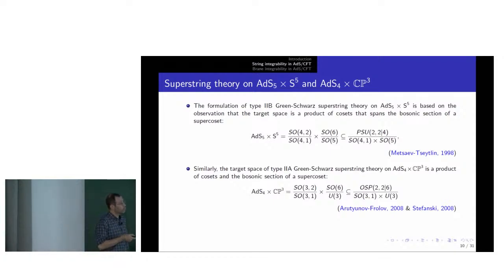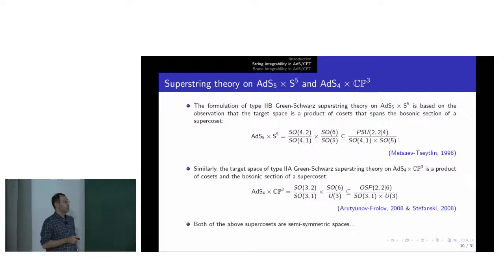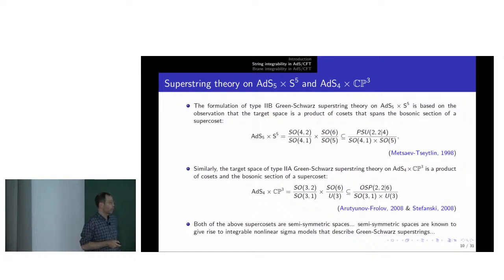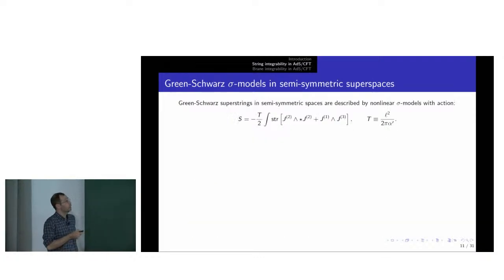And the same is true, of course, for AdS4 × CP3, which can be written as a coset, which is itself a bosonic sector of a supercoset. And these supercosets are what we call semi-symmetric spaces. And these semi-symmetric spaces have been known to be integrable sigma models that describe Green-Schwarz superstrings. And this is the Green-Schwarz model that we will be studying.